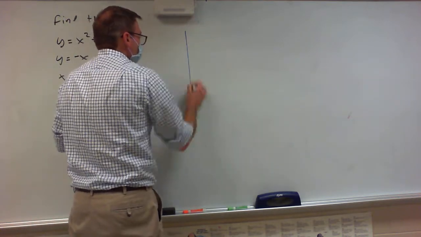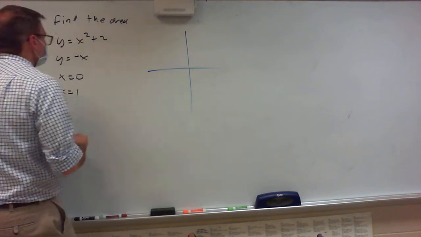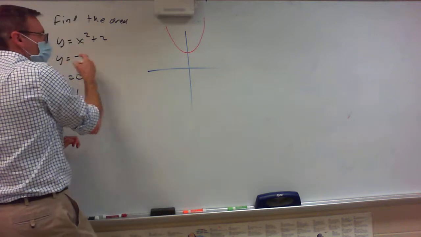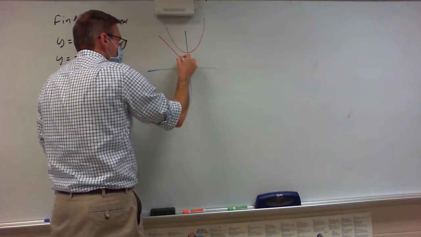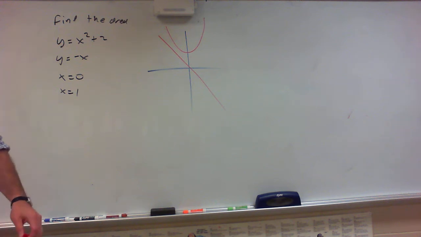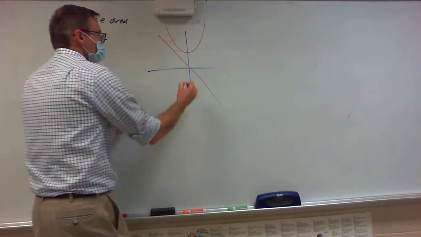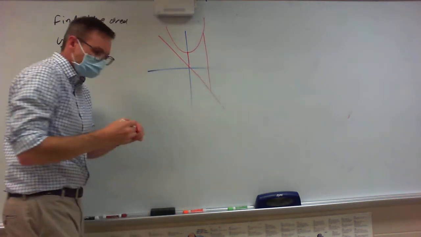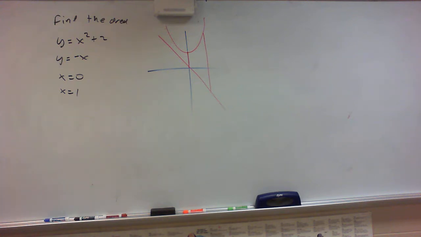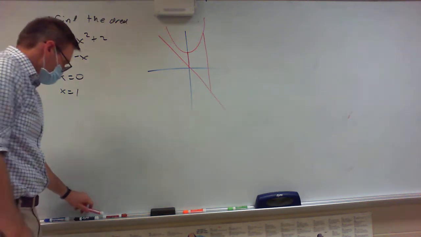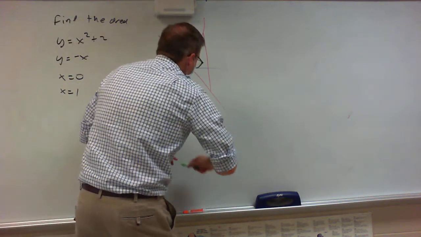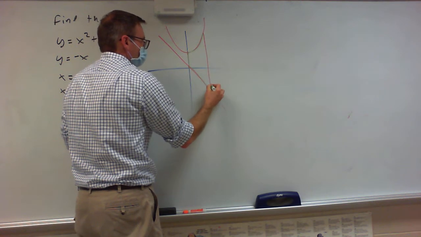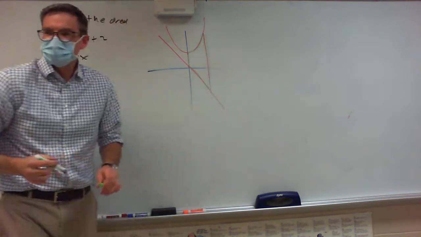So here's our picture. We've got this little parabola shifted up 2. Y equals negative x is a line that does this. Everybody all right? We're drawing our picture. It says x equals 0, so I get a line here, and x equals 1, I get a line here. Can everybody see the region bounded by all of these? And just to be sure, this is the region we're talking about. Everybody see it?